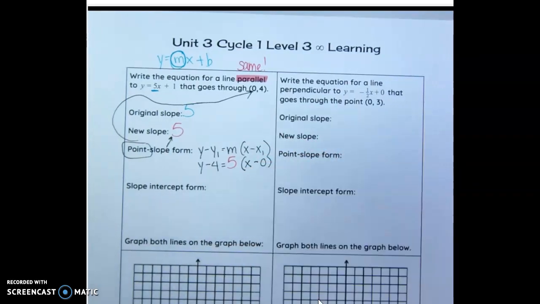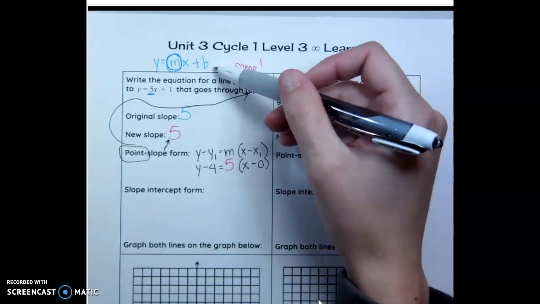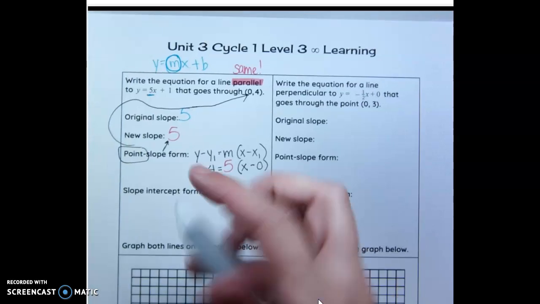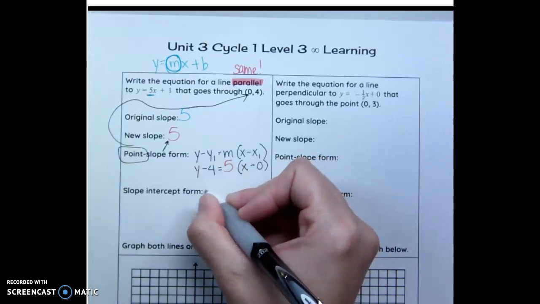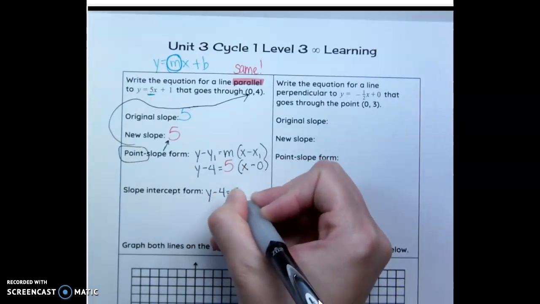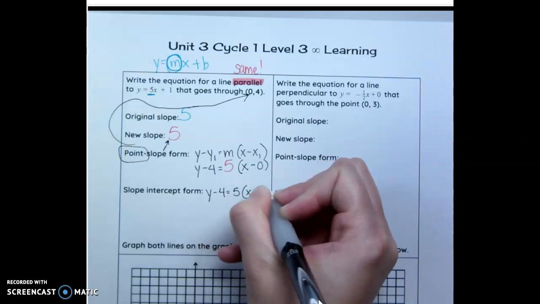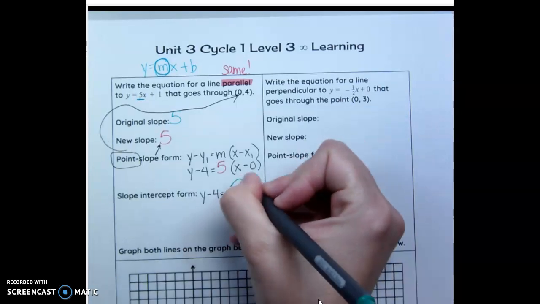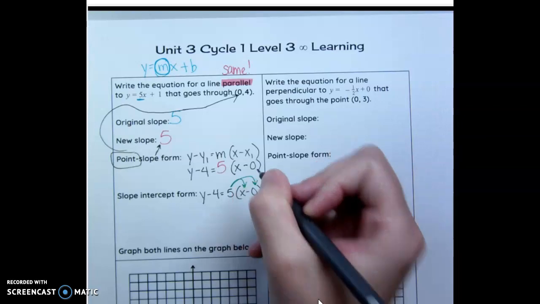Now it wants us to put it into slope-intercept form. So we're going to take that same equation and change it into slope-intercept form, which is y equals mx plus b. So here we go. y minus 4 equals 5 times x minus 0. First, we have to distribute. We're going to distribute this 5 to the x and the 0.